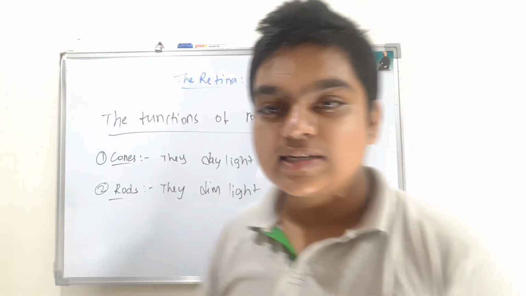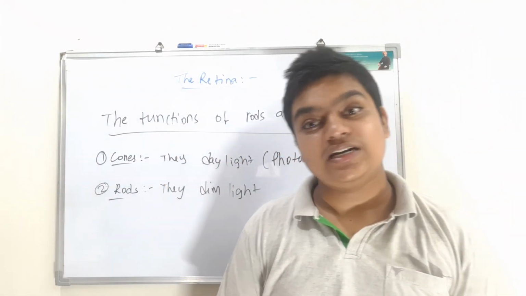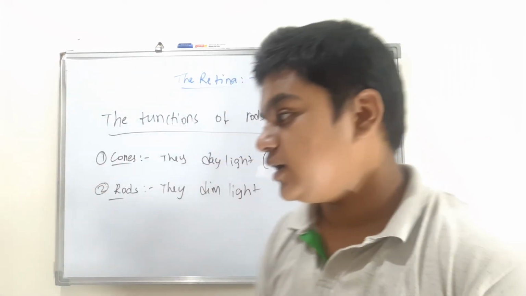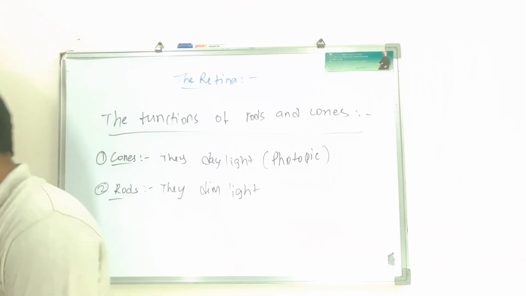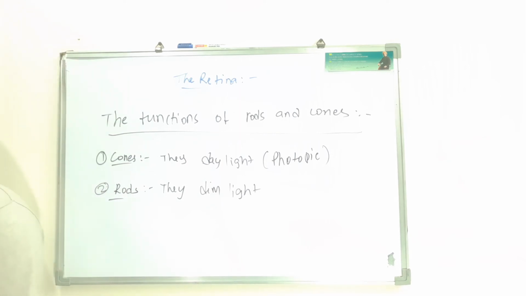They can sense in the dark. They can sense the dim light, or twilight. You can also call it twilight vision.